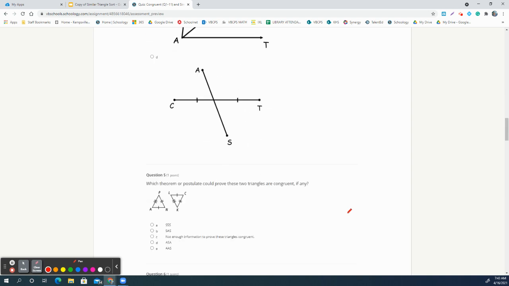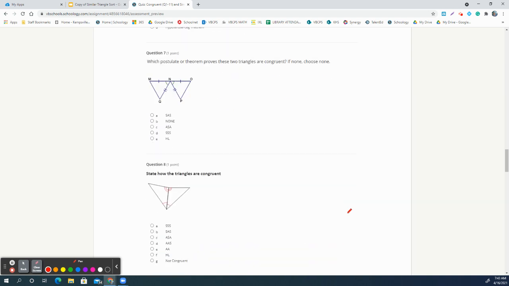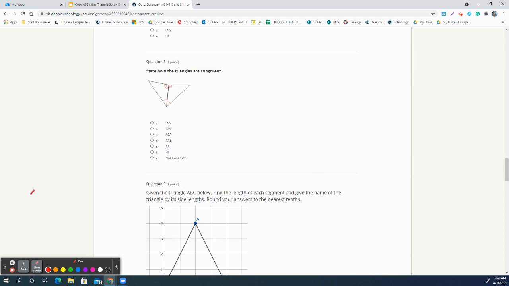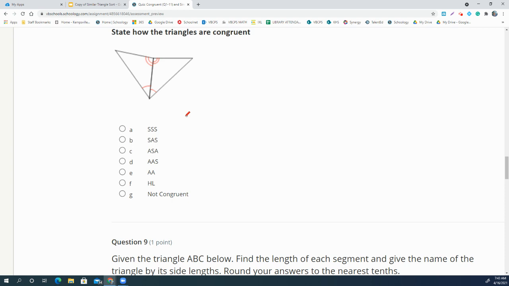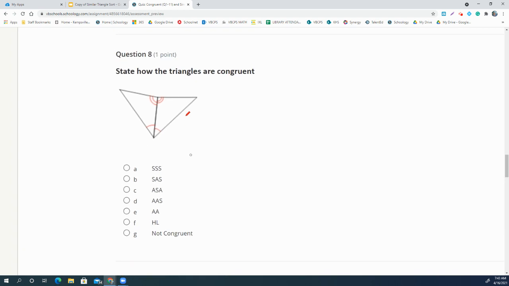Question number 8 was the next one I had. What else can I mark in this picture? I've got an angle. And I've got an angle. What else can I mark? The middle. Yeah, this middle side right here. So this side is part of the left triangle and is part of the right triangle. So that's a side. This side connects 2 angles. So I've got an angle and a side connecting another angle, right?